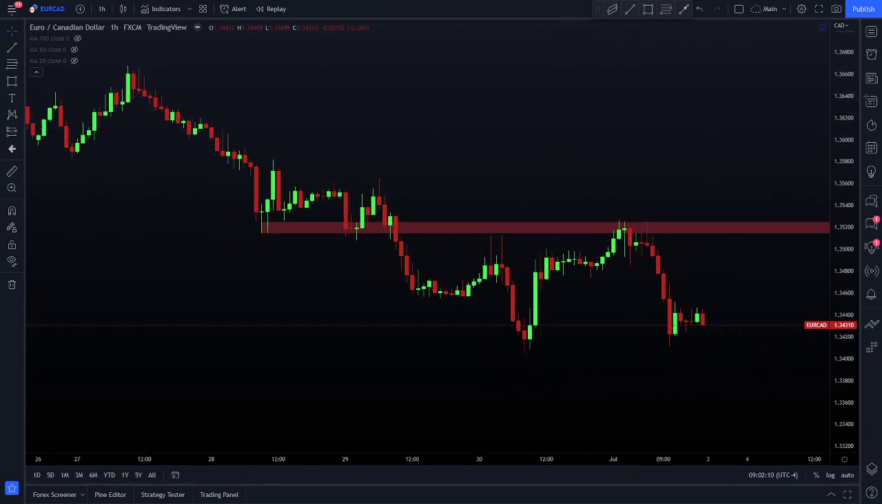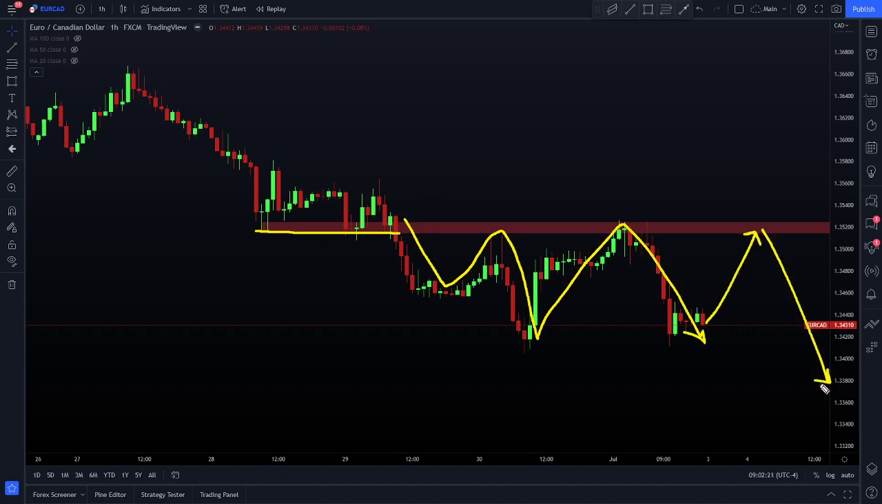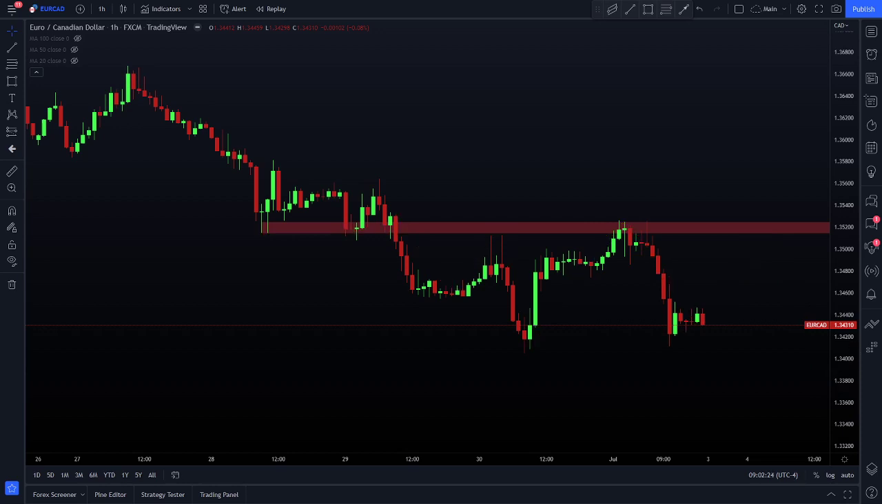Anyways, look at what EuroCAD did. This is so beautiful. Price held this area here and then broke. Retested, broke down. Retested, broke down. Any retest of that area, I'm just going to treat as it is. It's resistance until further notice, until proven otherwise, right?